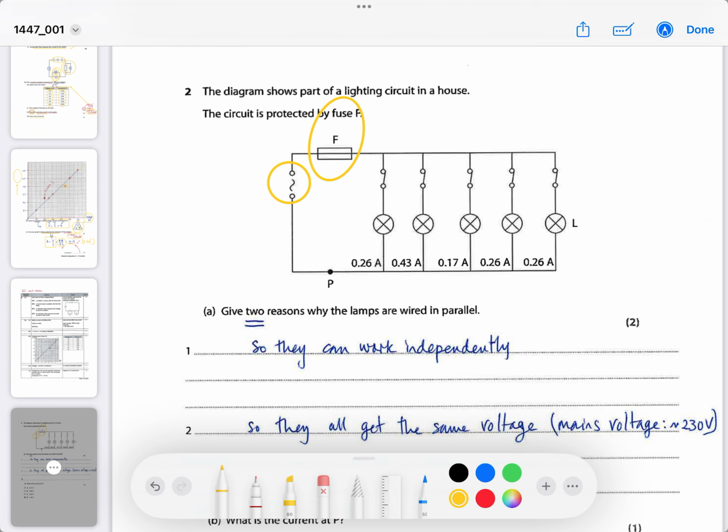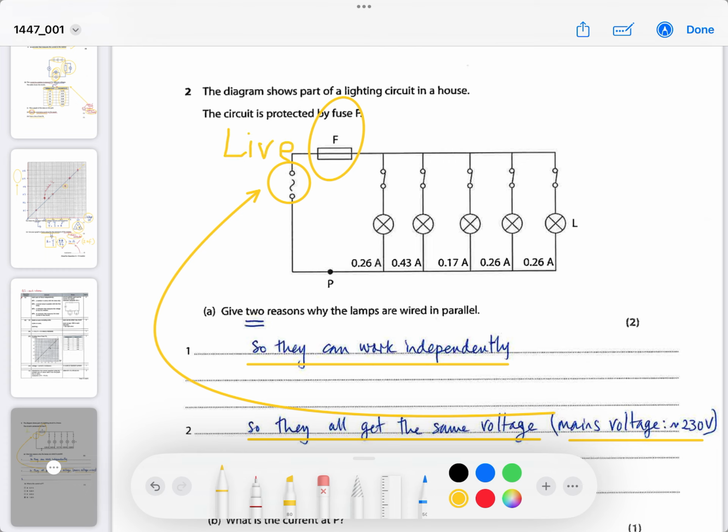And it says give 2 reasons why the lamps are wired in parallel, and that's so they can be worked independently. They can be switched on and off independently, and they all get the same voltage. For additional detail, what voltage do they get? They get the mains voltage, which should be around 230 volts. So mains voltage, this symbol shows it's AC voltage, and if it's mains, it'll be around 230 volts. So the top, the one with the fuse, is the live wire. So in your plugs, that'll be colored brown, and the neutral will be at the bottom.